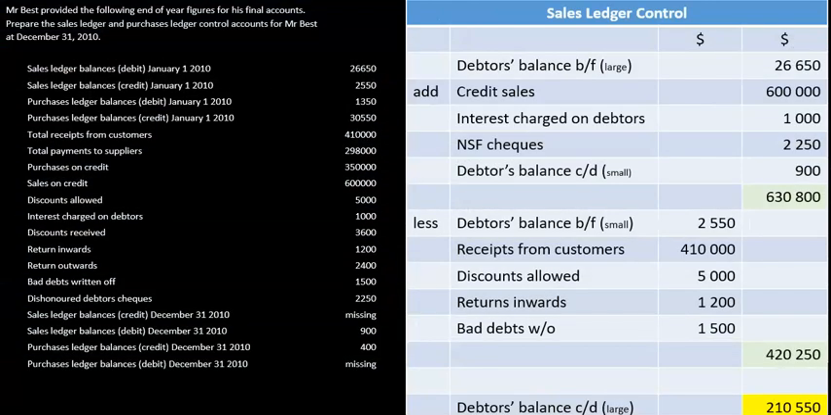All right. So there you have it. The answer to that sales ledger control, 210,550.